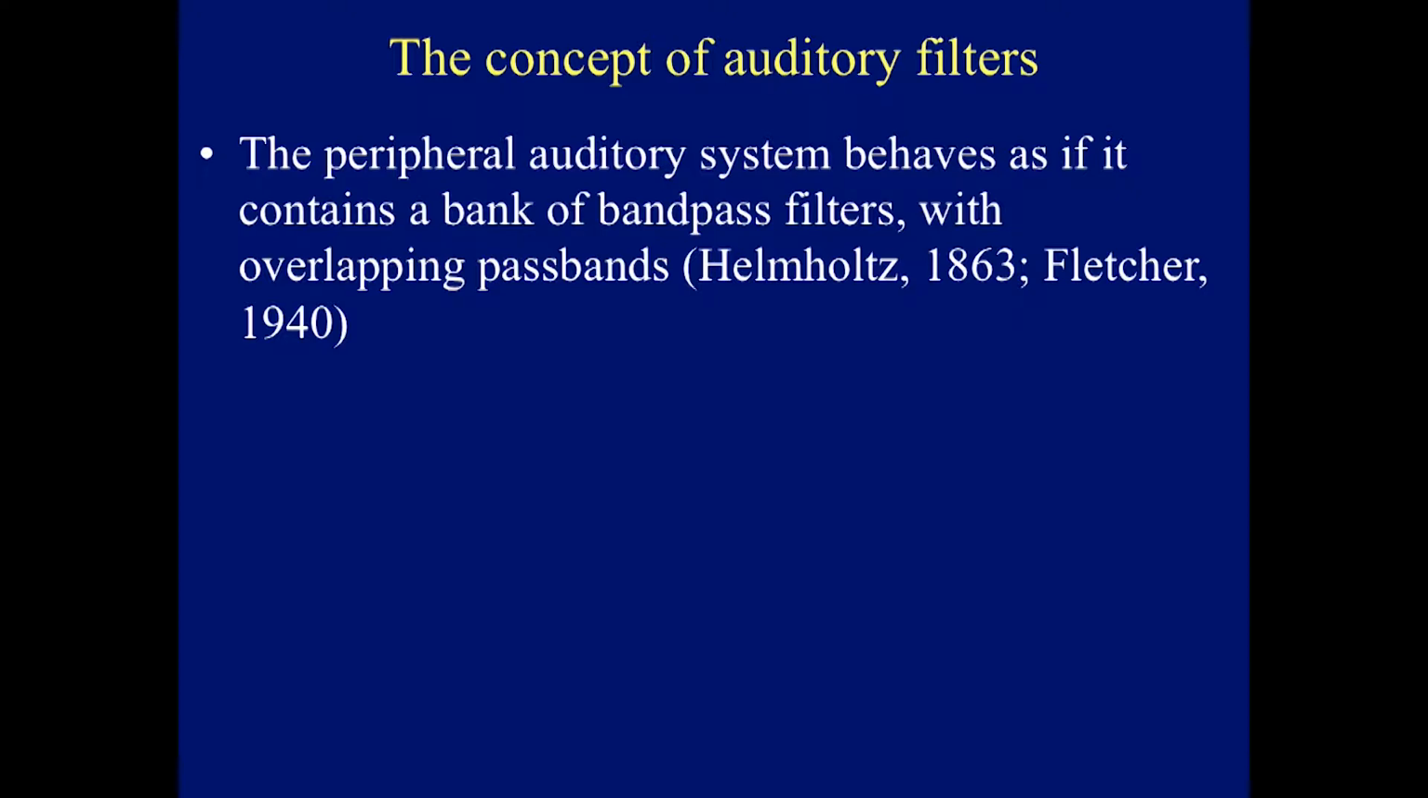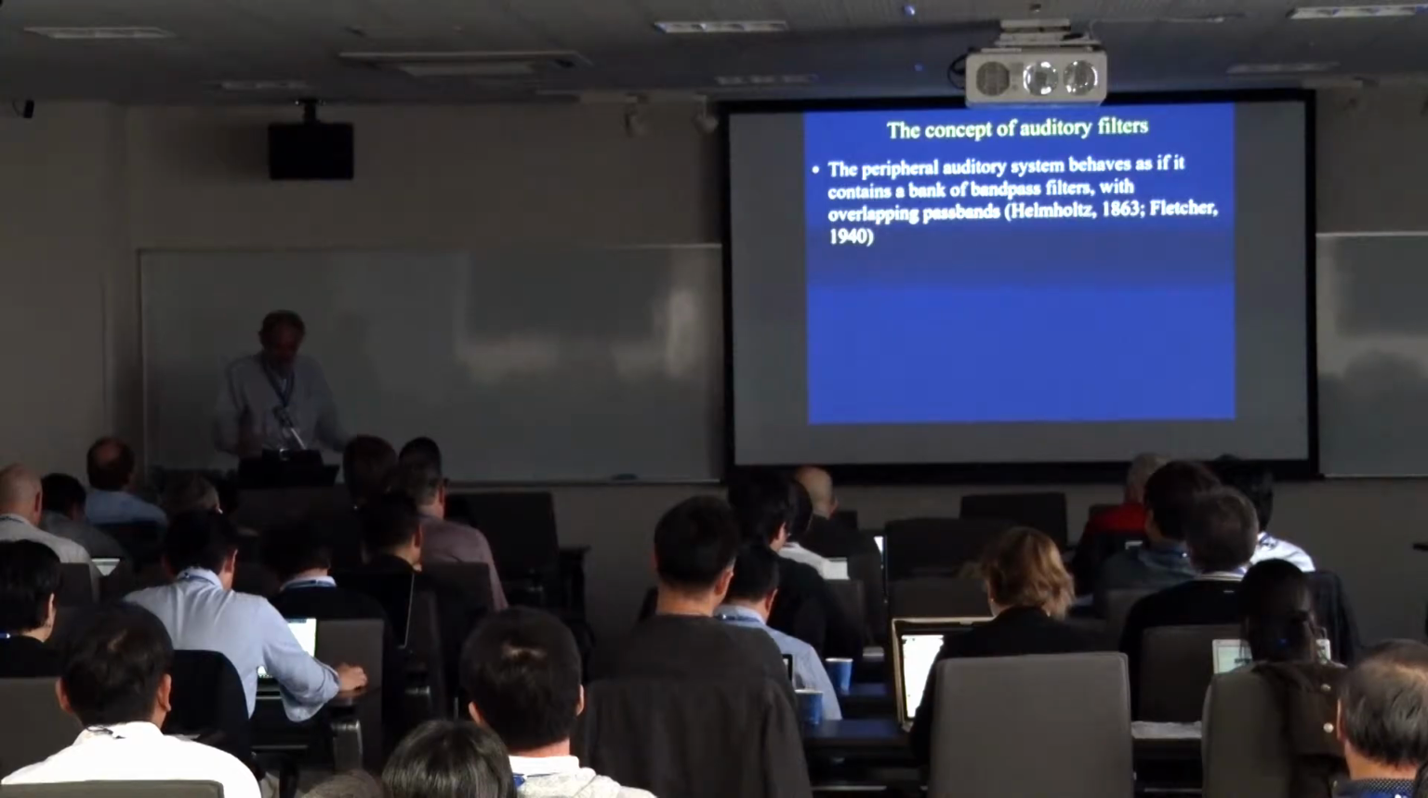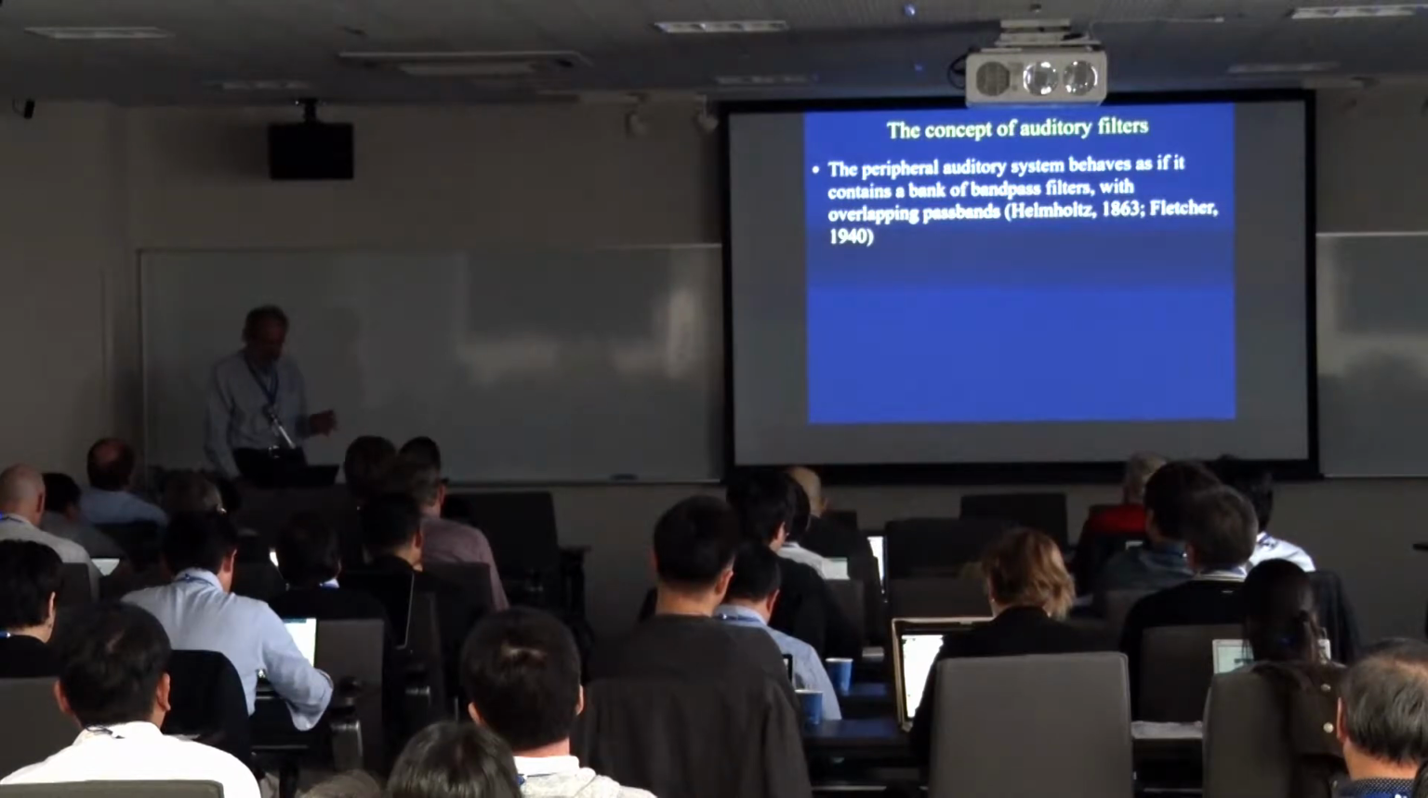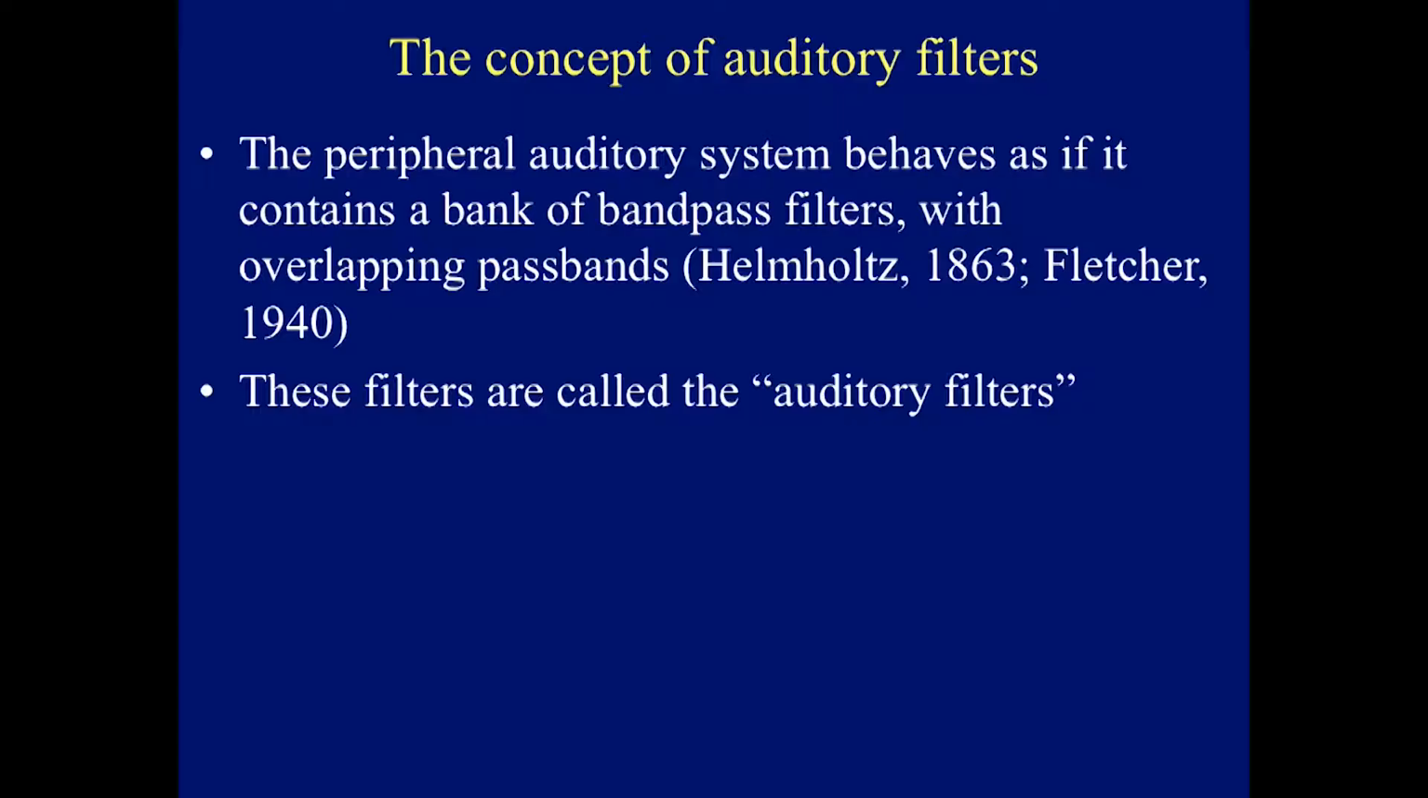The concept goes back to Helmholtz and then was developed more by Fletcher in 1940. Fletcher worked for the Bell Telephone Labs, and he was trying to design a telephone system that could be as bad as possible but still give intelligible speech. So he wanted to know how much they could degrade the signal in terms of frequency range, signal to noise ratio and distortion and still have that signal understood.